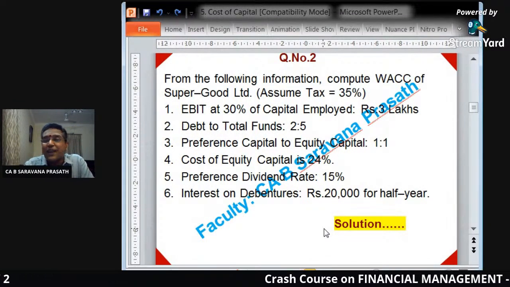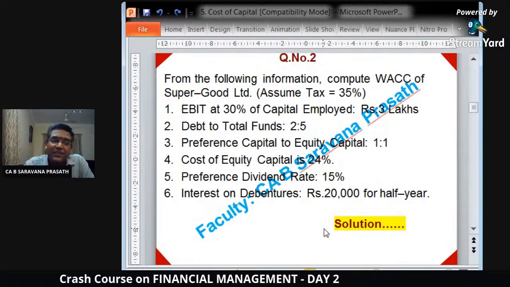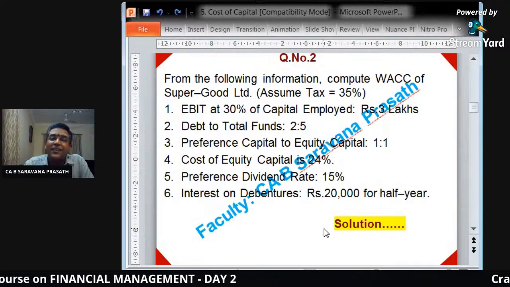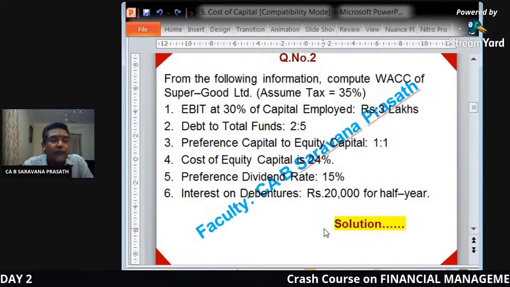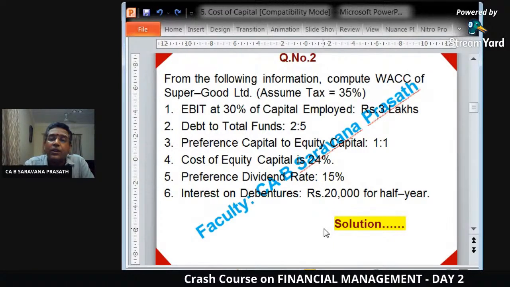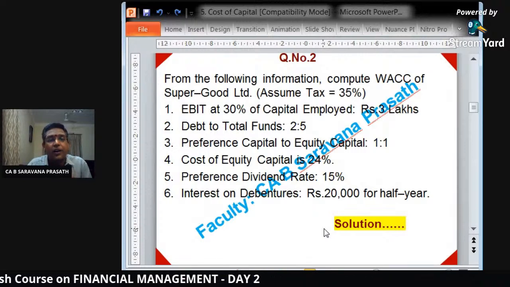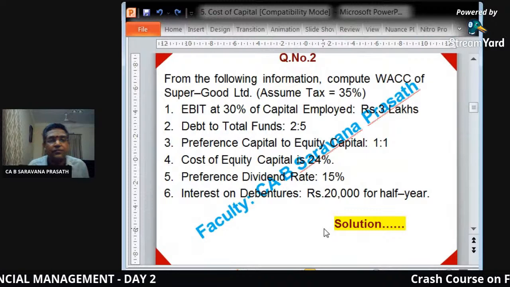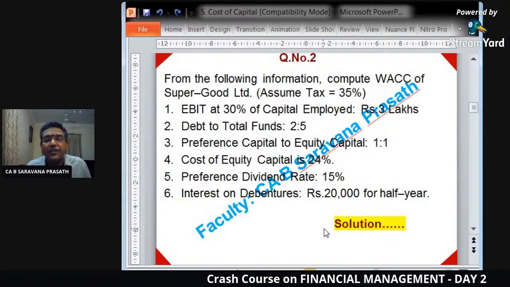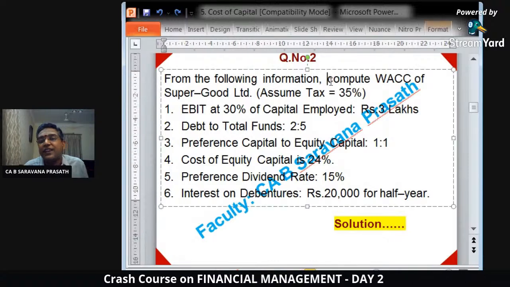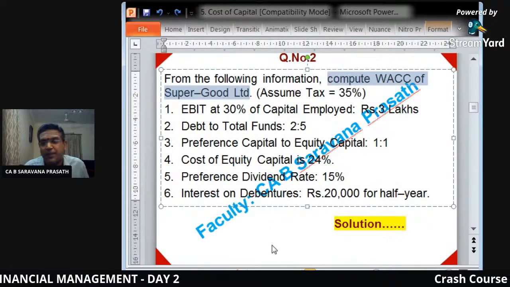Now, cost of equity capital 24%, right? Fine. Preference dividend rate is 15%, very good. Interest on debenture is 20,000 for half year. So for 1 year, 20,000 into 2, 40,000. 40,000 is the interest paid on 4 lakh of debentures. 4 lakh on debt, so interest rate is 10%. Question is in the first sentence: compute WACC, weighted average cost of capital.